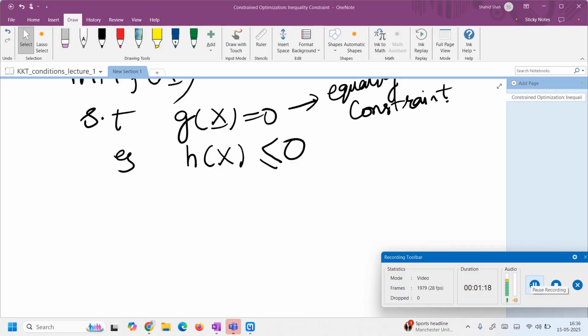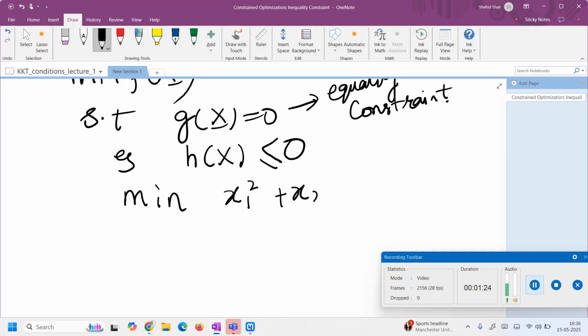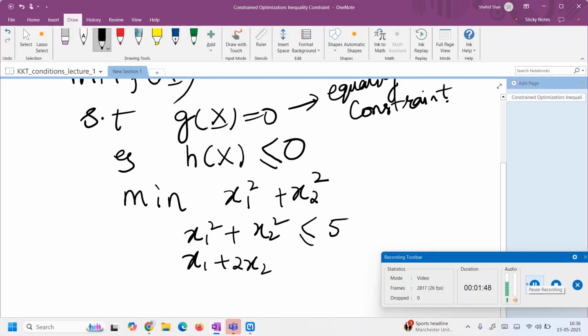Let's suppose we have a problem of minimizing x1 square plus x2 square. One of the constraints we can have is, suppose, that x1 square plus x2 square is less than or equal to, let's say, some number 5. This is the inequality constraint. We can have an equality constraint also, suppose x1 plus 2x2 equals 4, and in addition to that we may put a condition that x1 as well as x2 should be non-negative. It should not be a negative number, greater than or equal to 0.